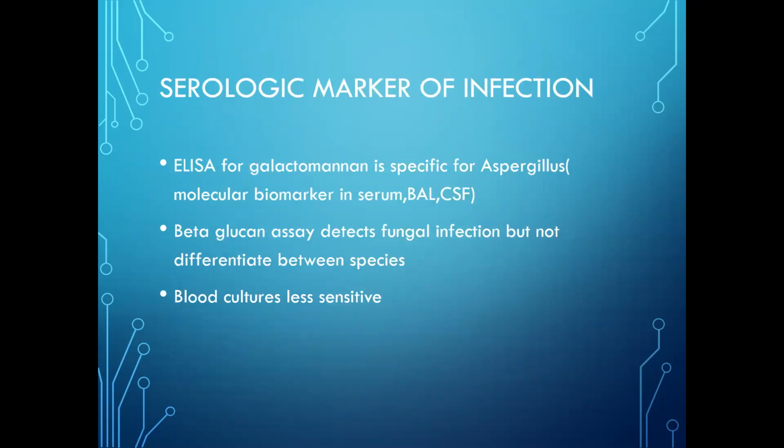Serological marker of infection: ELISA of galactomannan is specific for aspergillosis. Molecular biomarkers can be tested in serum, bronchoalveolar lavage, and cerebrospinal fluid. Beta-D-glucan assay detects fungal infection but does not differentiate between species. Blood culture has less sensitivity.